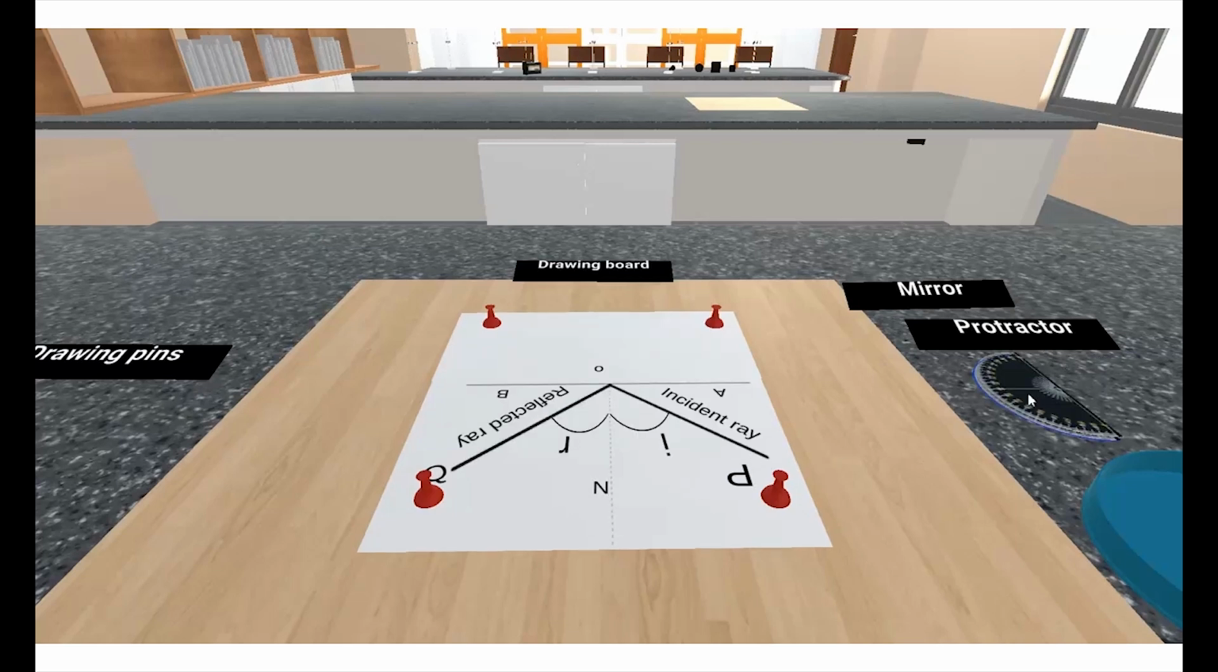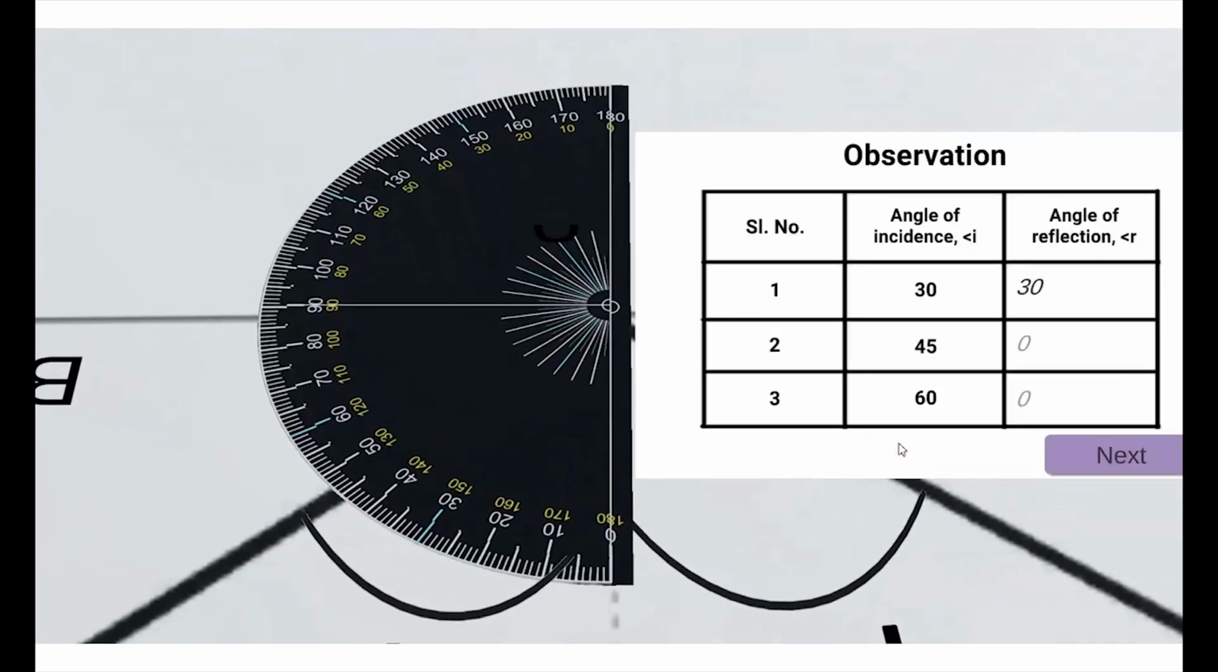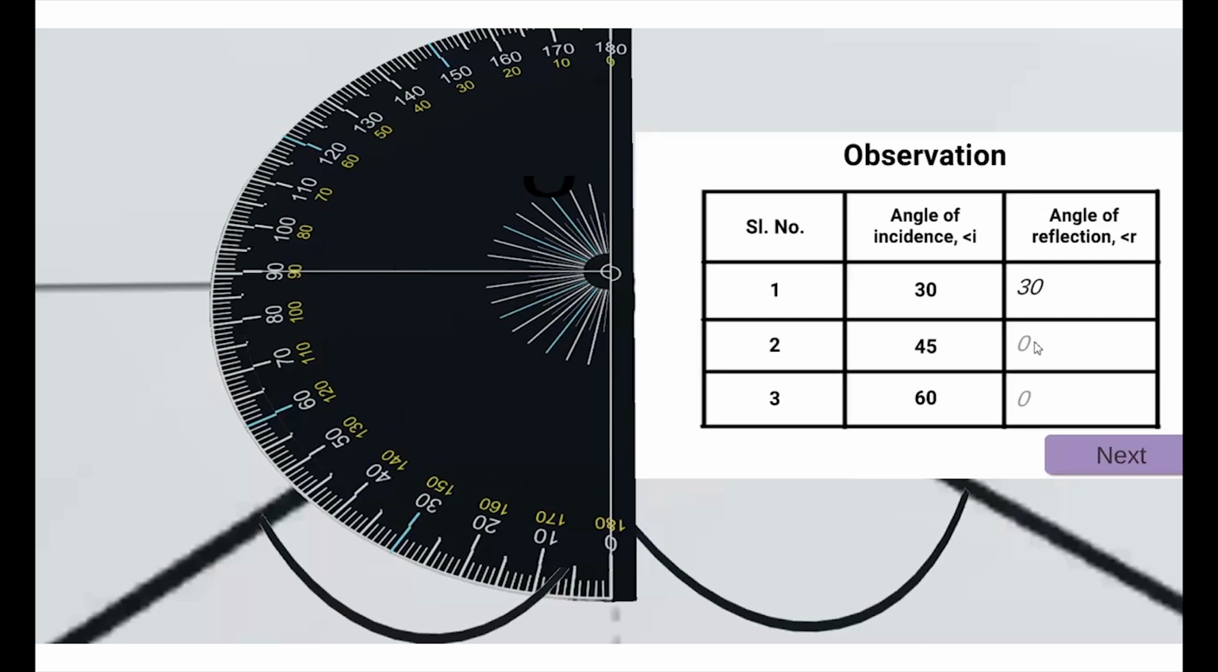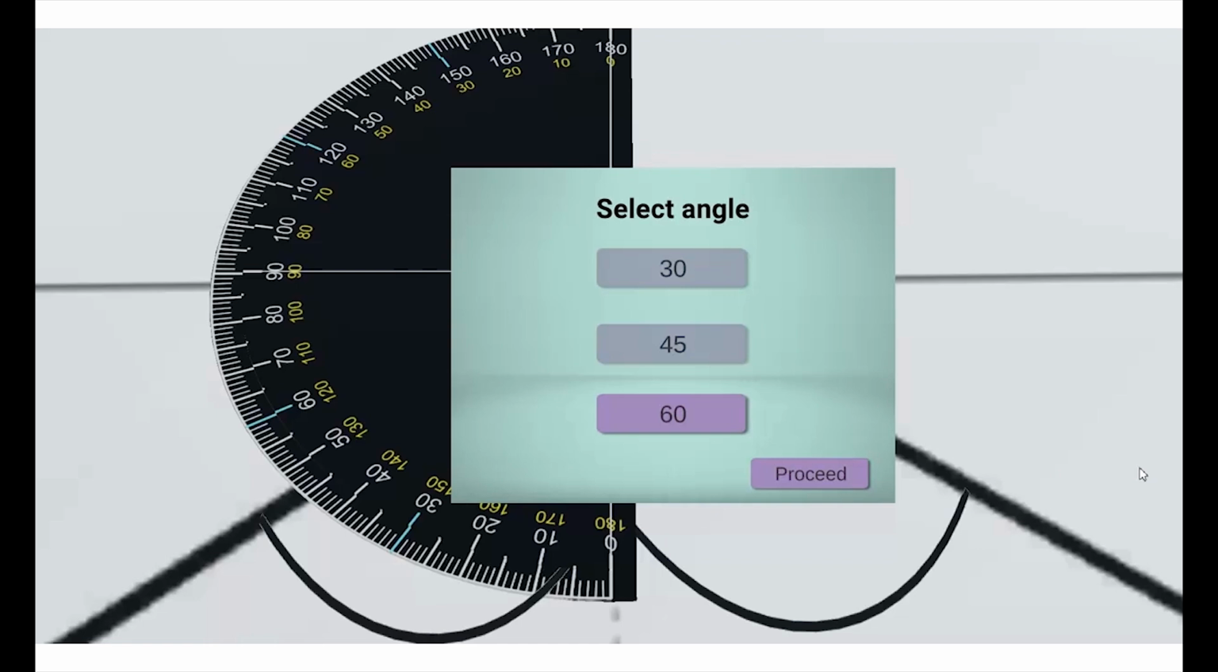Label angle PON as the angle of incidence, I, and angle QON as the angle of reflection, R. Drag and drop the protractor. Record the values in the observation table. Click on the next button to continue. Select which angle among the following should be your incident angle. Click on the Proceed button to continue.